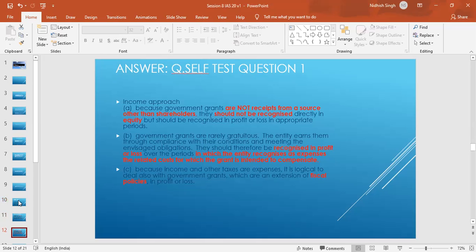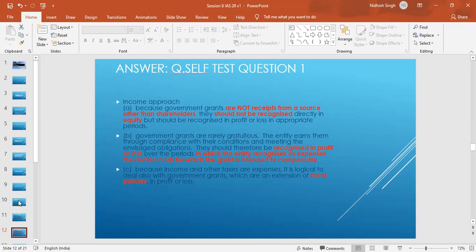So the income approach takes the view that it is not an investment. Government is not the investor. So why reflect it there? Since it is attached to the government's objective, the mission, and the government's own goals, government is trying to reward or compensate us for following those objectives, then it should be recognized as income in the profit and loss, right?